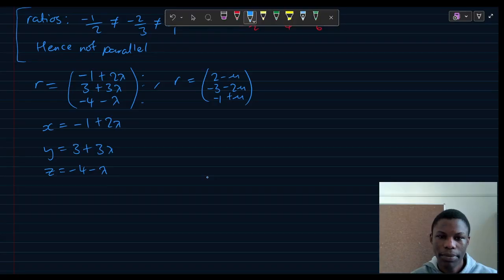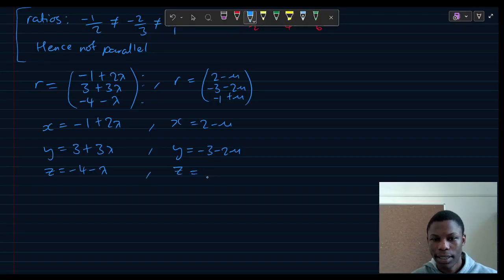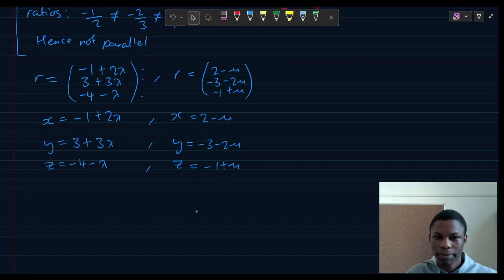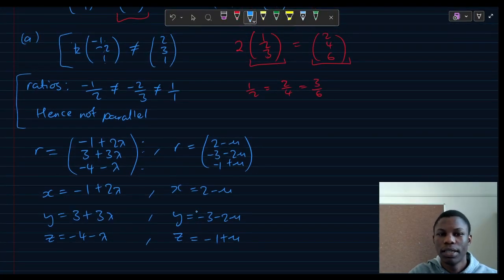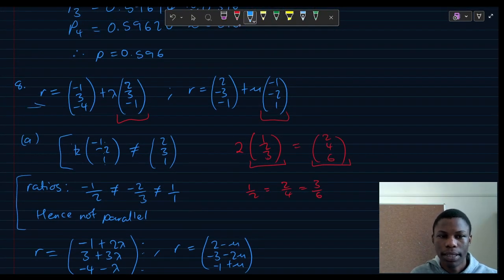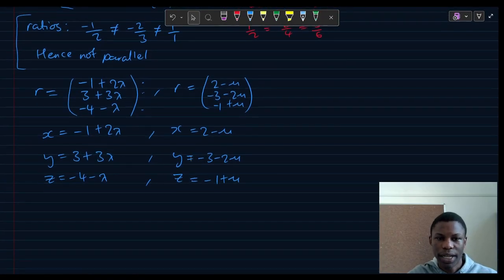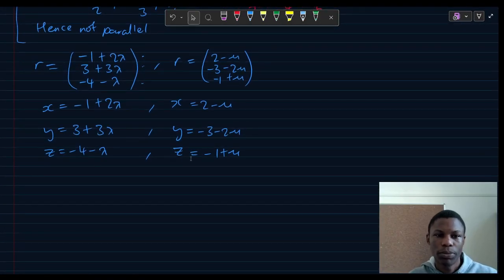And we can do the same. Here x is 2 minus mu, that's your x component. y is -3 minus 2 mu. And z is -1 plus mu. To be fair, you can just jump straight to the parametric equations from this vector equation form if you're comfortable with doing that. But if you're not, first write it in component form and then get your parametric form.